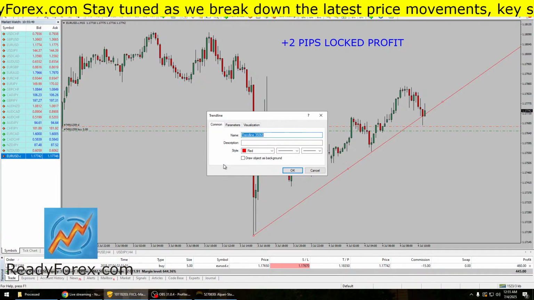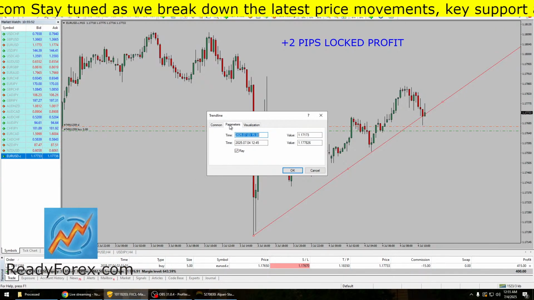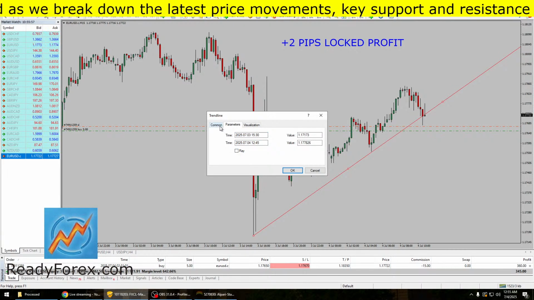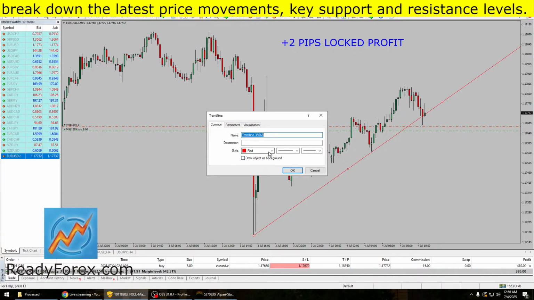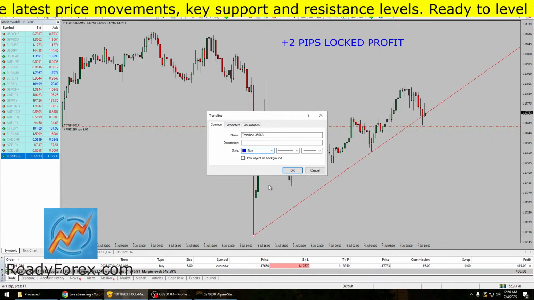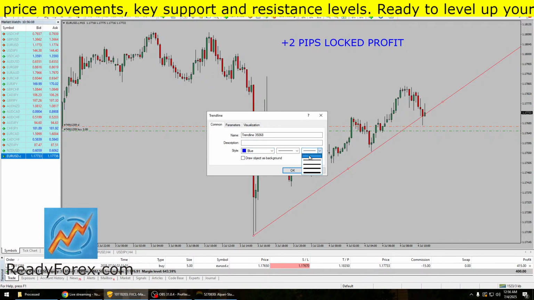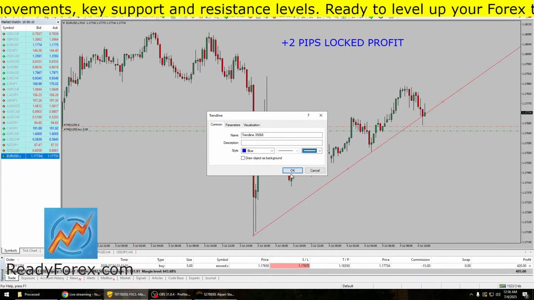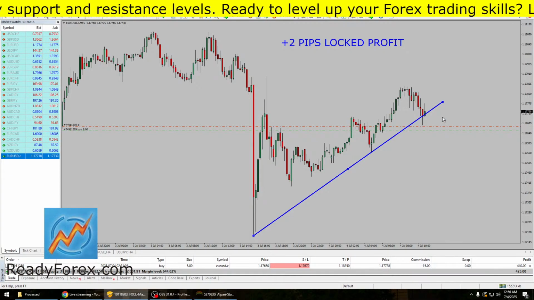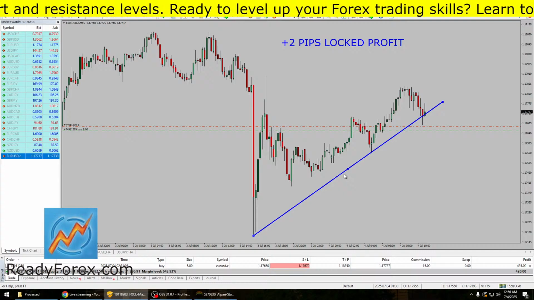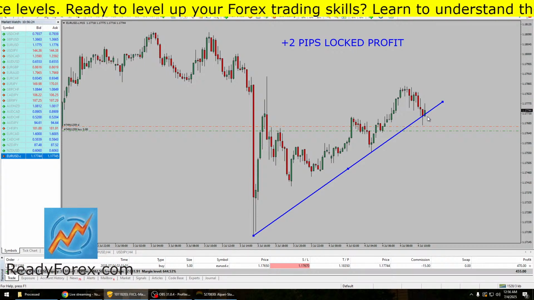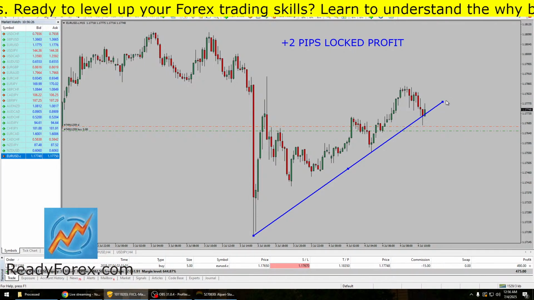Let me change the parameter. Instead of using ray, we could use, okay, this is, I think the blue one would be fine. So price action basically tested this trend line over here, and the whole thing could collapse and market could fall back down. This looks quite possible inside Euro dollar currency pair.